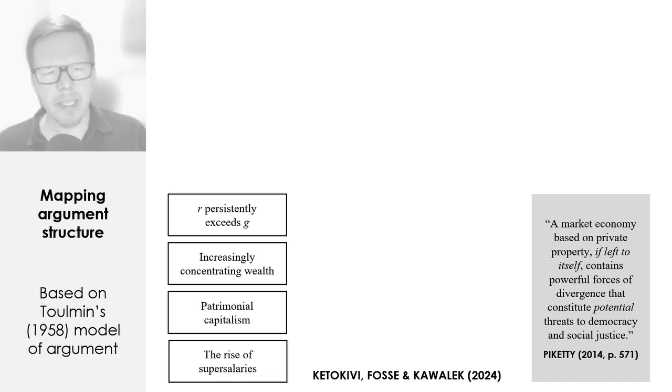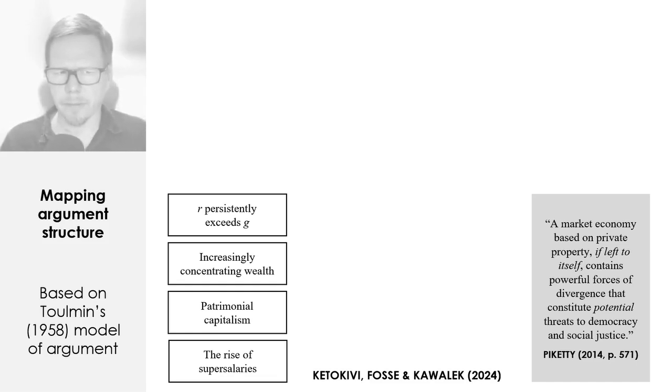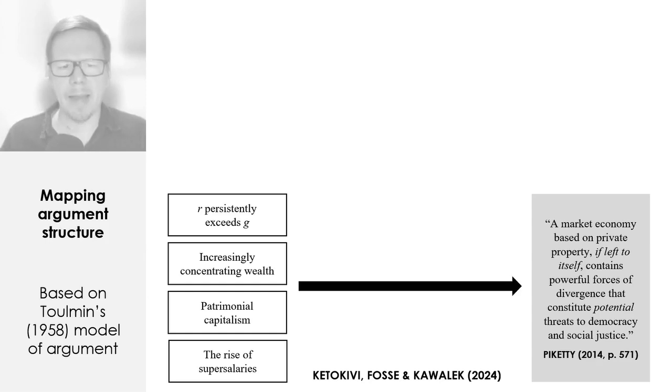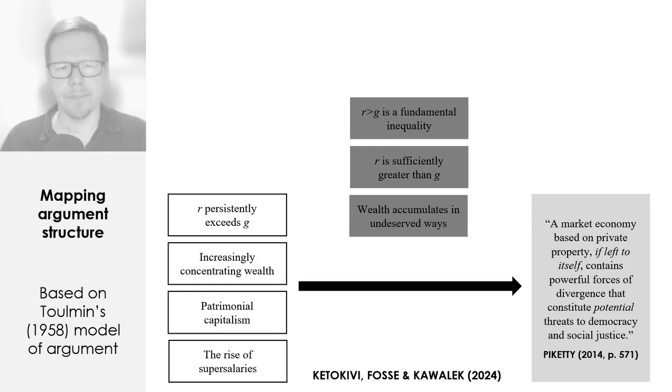But these are obviously not sufficient conditions. These are just empirical generalizations. How could we, from these, conclude powerful forces of divergence that constitute threats to democracy? No, we're just looking at tax records here. But we need something more. And let me add that something more in the middle here. Our reading of Piketty is that there are three things that he needs, and they elaborate or complement the empirical material, but they are not empirical material themselves.